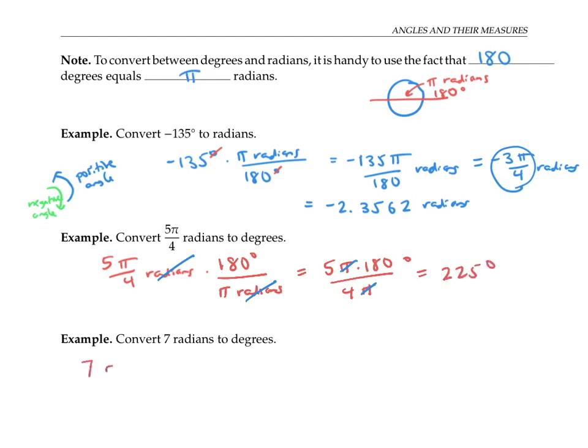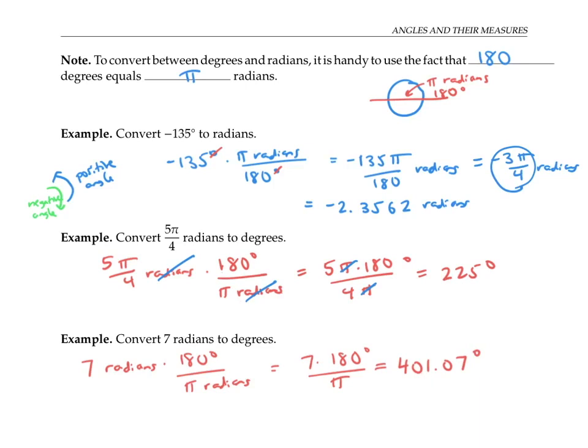Converting 7 radians to degrees is similar. I need to multiply by 180 degrees over pi radians. If I work out 7 times 180 over pi on my calculator, I get 401.07 degrees up to 2 decimals. Notice that my answer, a little more than 400, is more than 360 degrees. So this is more than a full circle.